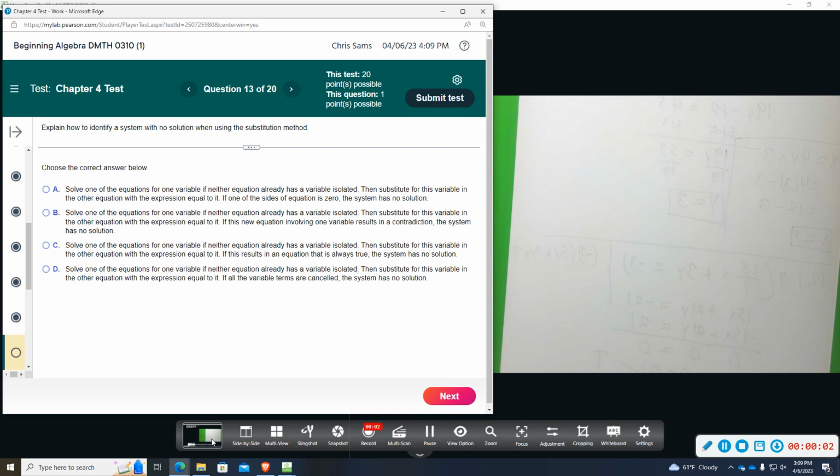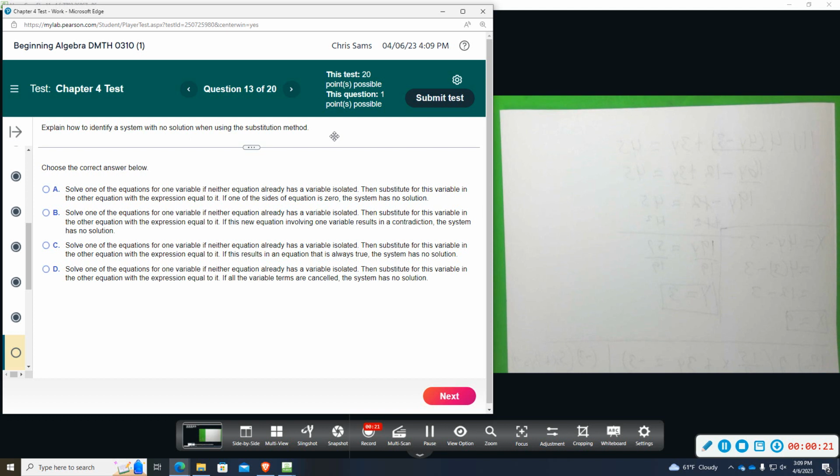All right, number 13, we want to explain how to identify a system with no solution when using substitution. So what we've noticed before is that when we solve, x and y get eliminated and we end up with something that is false. Okay, so we want to find out which answer choice says that.